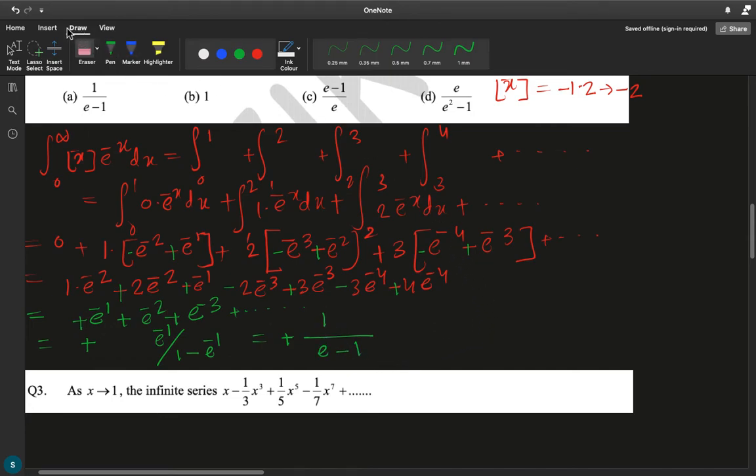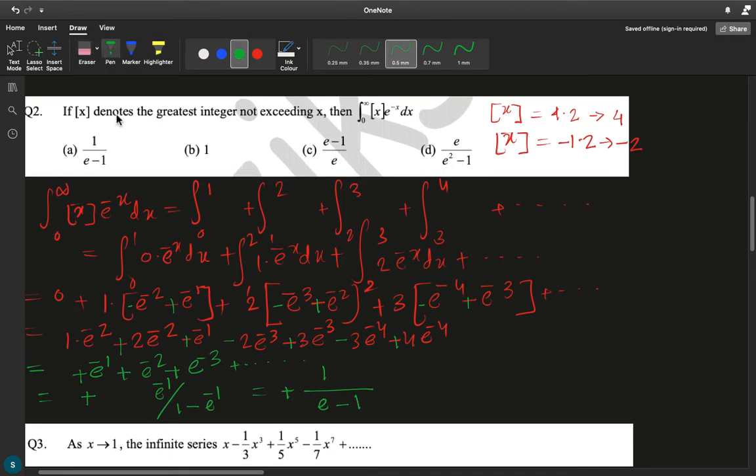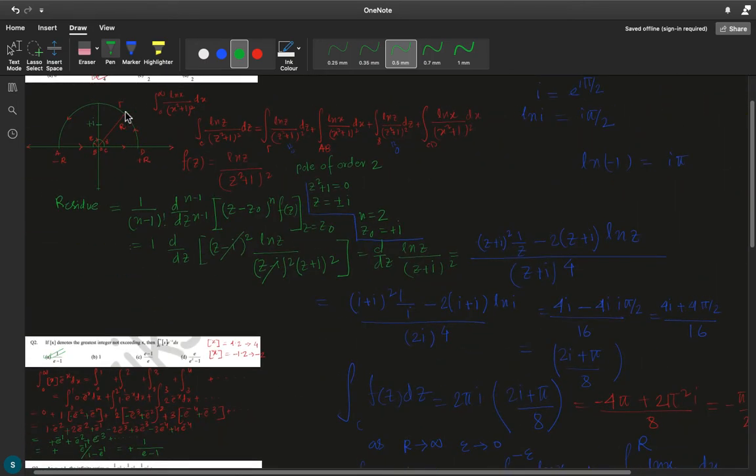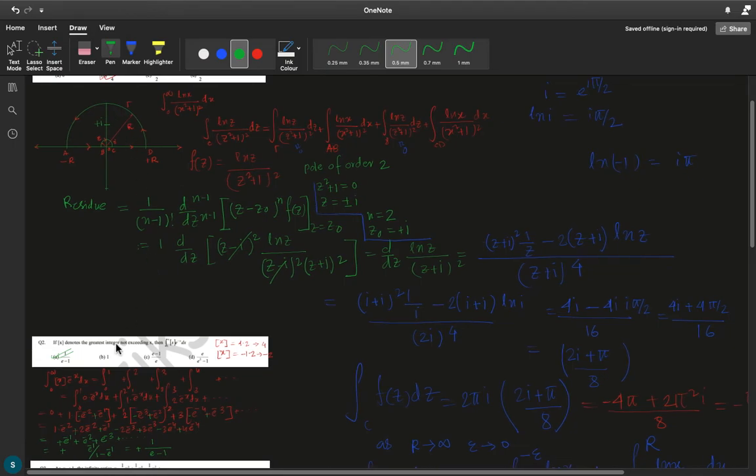So that is the answer, and if that is the answer, then the answer will be option number A. Alright, so you are understanding my point, I guess. Okay, so we have done the second problem of the JEST.